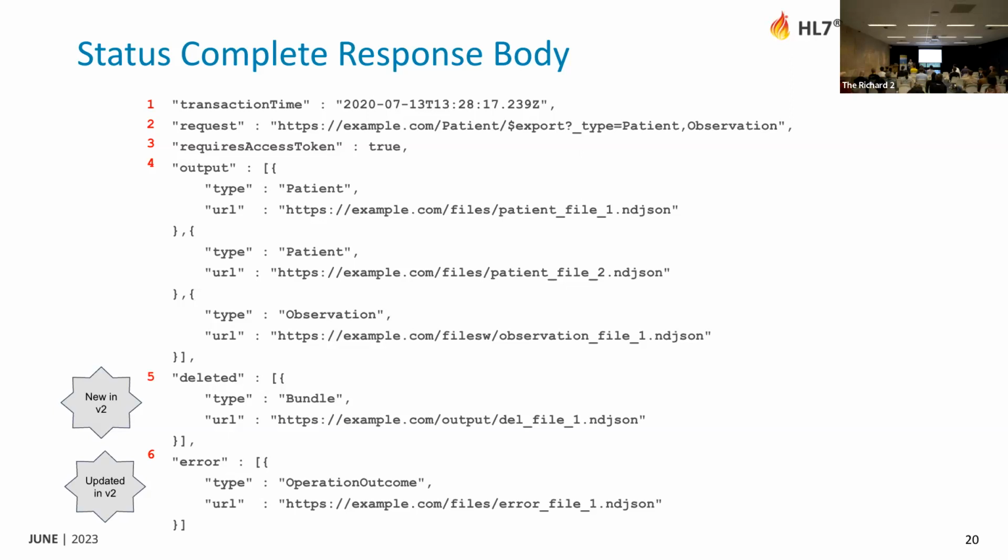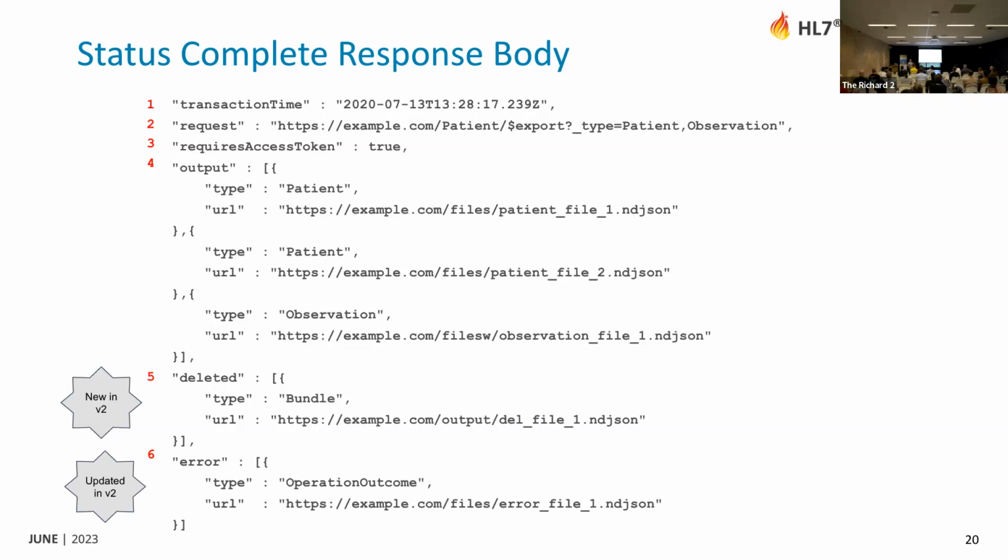It mirrors back your request. We've deprecated this, so this is probably going to go away in a future version. It gets complicated with POST requests where you have parameters that wouldn't be reflected back there. There's requires access token. I'll talk a little bit more about authorization in a minute, but what this tells you is whether you need an auth token to retrieve the files.